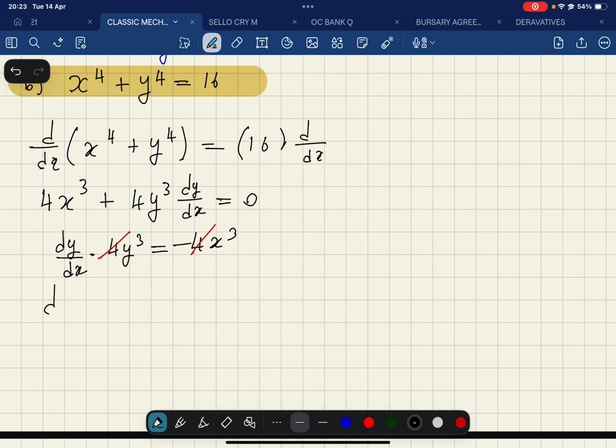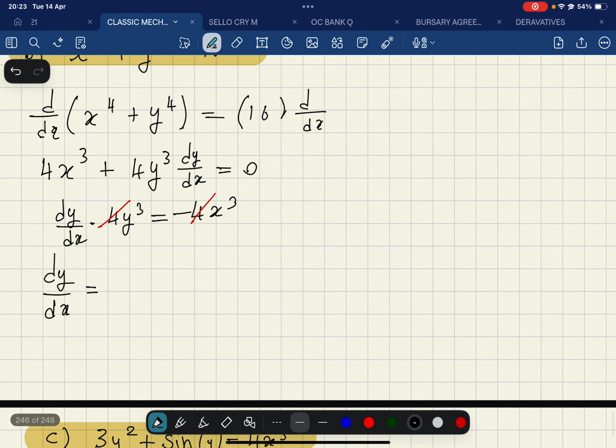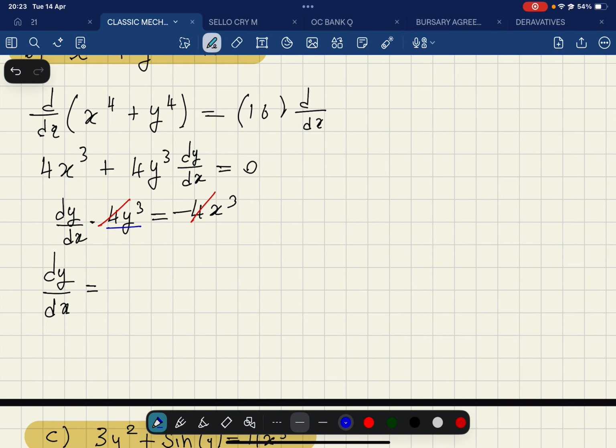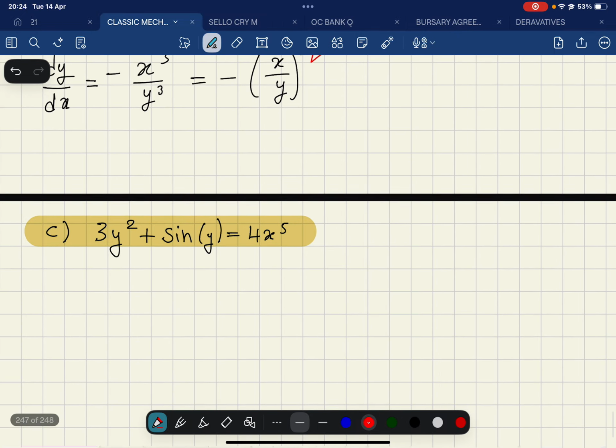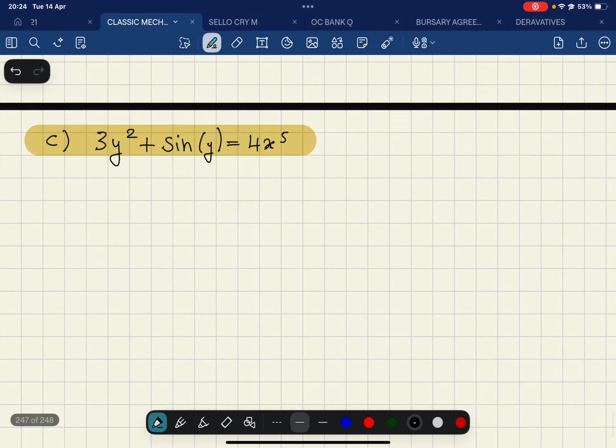From there we are going to be left with dy over dx, which is equal to, we divide both sides by y cubed here, which means my answer will be equal to negative x cubed over y cubed, which is the same as negative x over y all raised to the cube. Then that's how you should leave your final answer. Then the next one we are going to do the same thing.